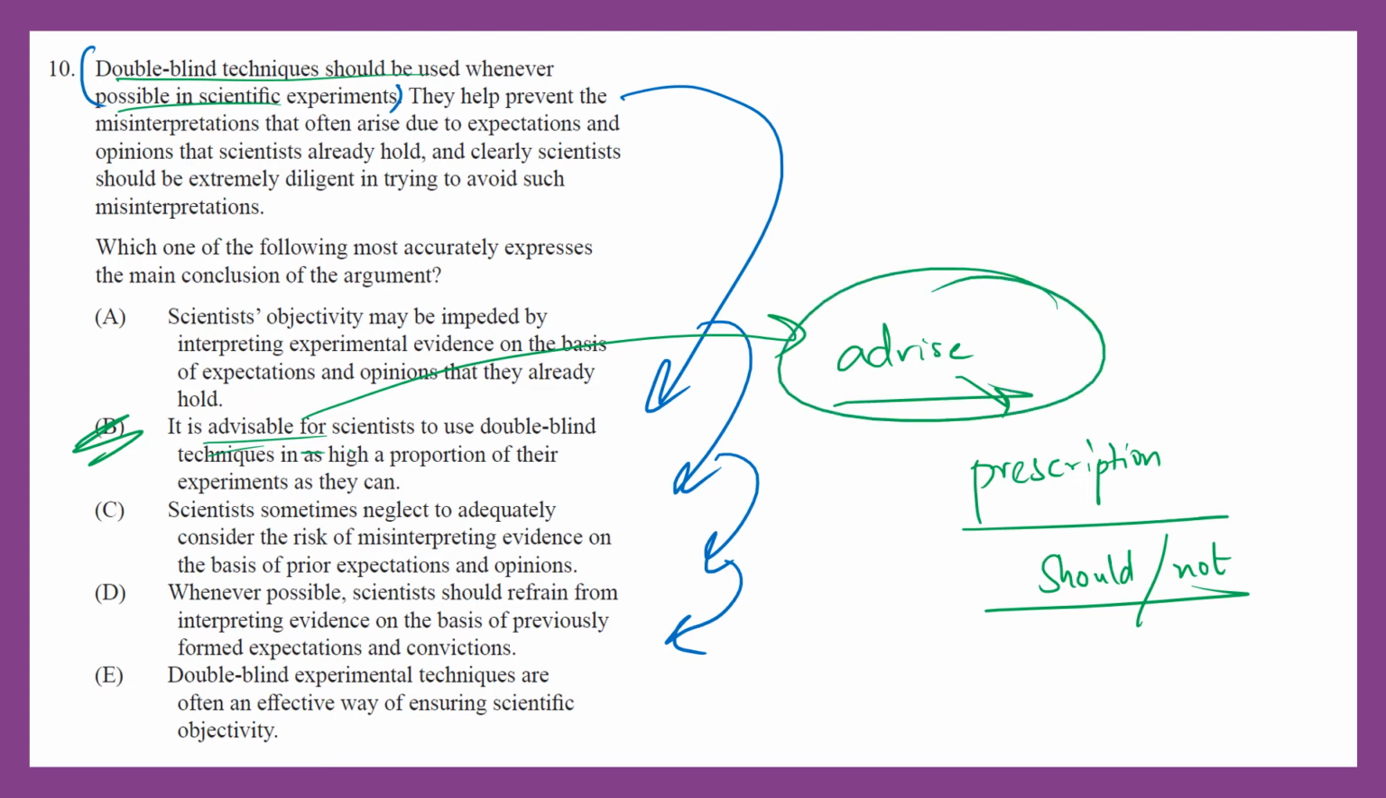So you can see in here, to use double-blind techniques in as high a proportion as they can. Now if you see this, it means the same as whenever possible. So it says scientists, experiments, double-blind, everything is exactly the same, so B is the answer. Simple question.